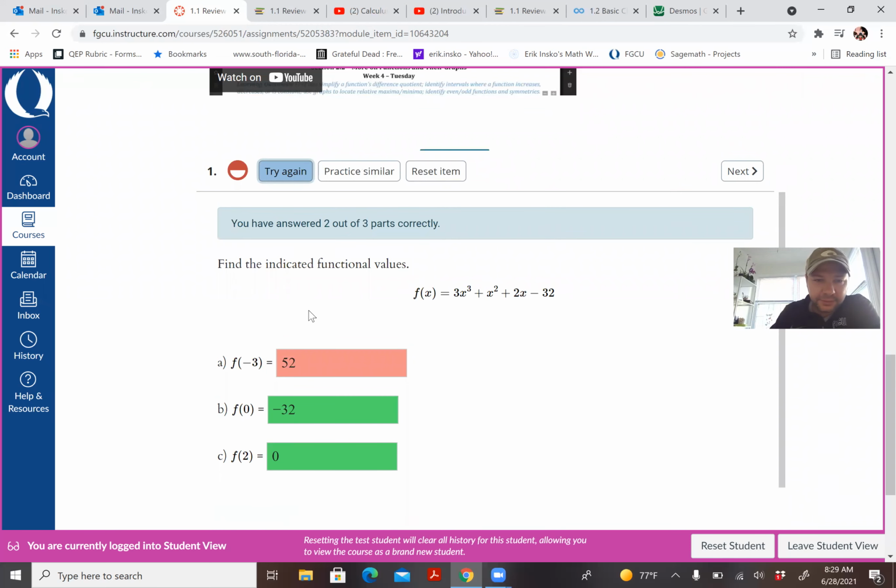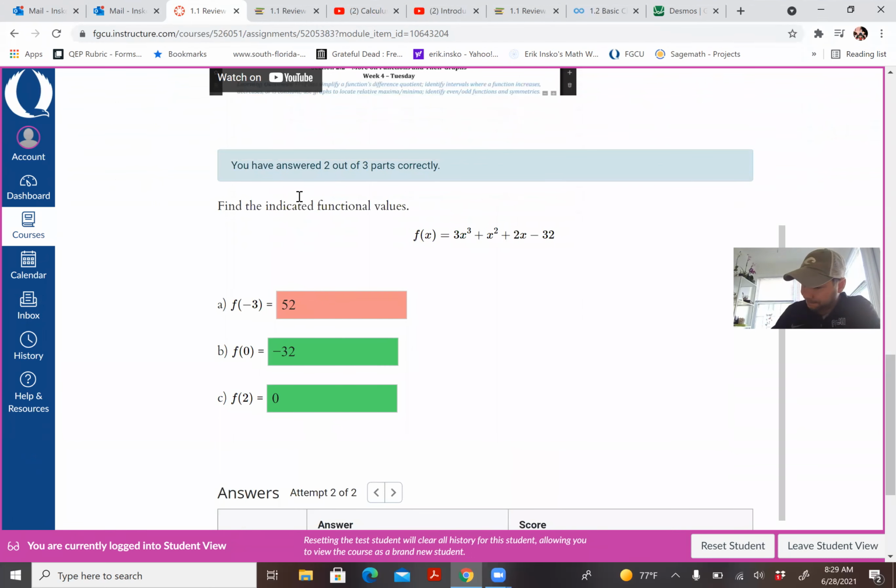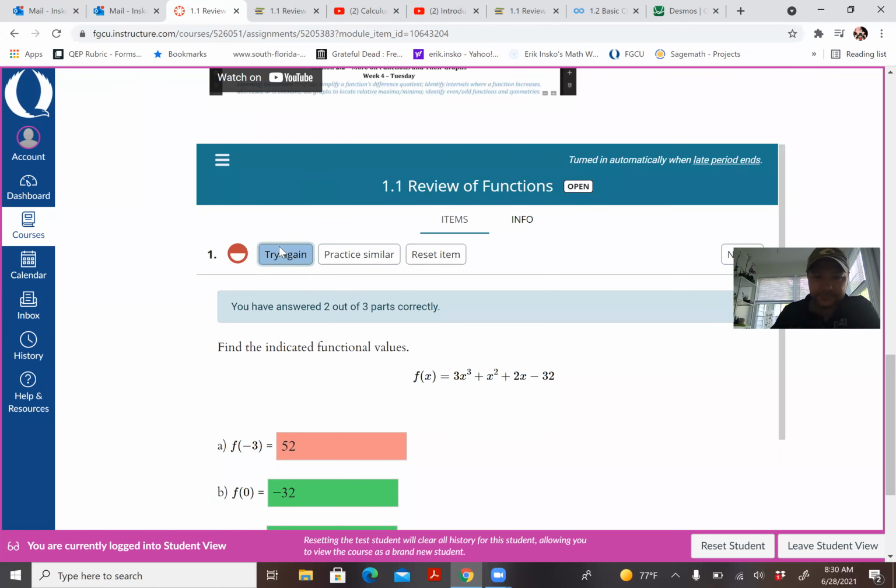Okay, so I got the 52 wrong, so I'm going to go back and check my answer there. Let's see. What did I do wrong there? 3 times negative 3 is negative 27, 80, negative 81. I forgot that negative sign. That's where I'm wrong. So then that'll be negative 81 plus 9 would be negative 72. Minus 6 is negative 78. Minus 32 is what? Negative 110. Let's try this again.